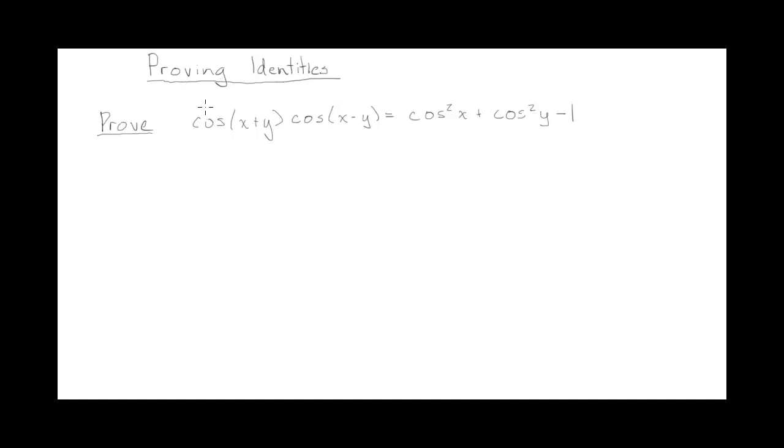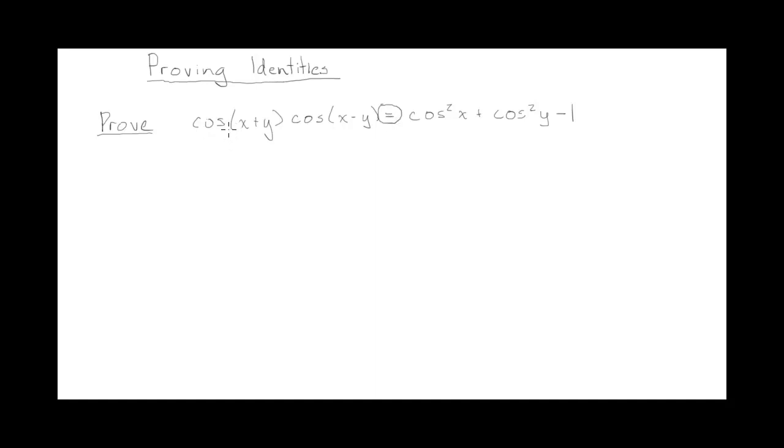A trig identity is a statement of equality involving trig components, where you're trying to prove that it's equal. Here I have cosine(x plus y) cosine(x minus y) equals cosine squared x plus cosine squared y minus 1. I want to prove that this equal sign is true. What you can't do is assume that it's true. You can't treat this as a normal equation and start manipulating it. Sometimes people see a minus 1 and ask, can I add 1 to both sides? Well, no, because you don't know it's an equation. You need to prove that it's an equation.